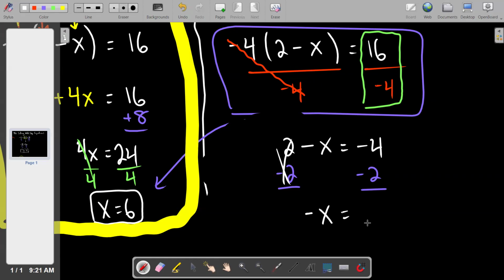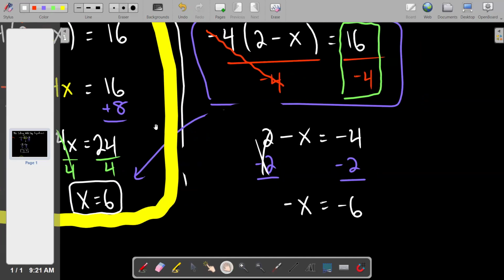-4 minus 2. What's that equal? -6. And then what do we have to divide by? -1, which gives us, lo and behold, the same answer. x equals 6. Moral of the story, you're going to get the same answer. You've got to find the method that you vibe with, so to speak, right?